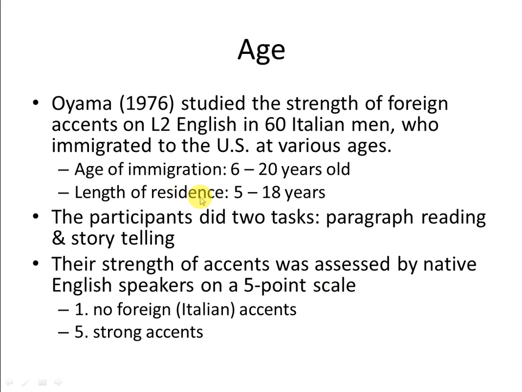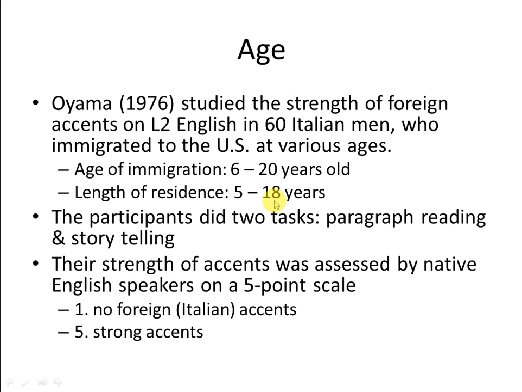This researcher called Oyama studied the strength of foreign accents on L2 English in 60 Italian men who immigrated to the US at various ages, and their ages of immigration varied from 6 to 20 years. So some of them immigrated to the US when they were 6 years old, and others went to the US when they were, I don't know, 10 years old, 15 years old, or even 20 years old. And their length of residence also varied from 5 to 18 years.